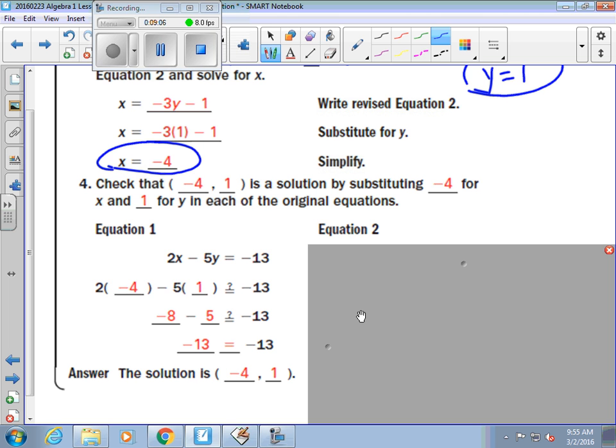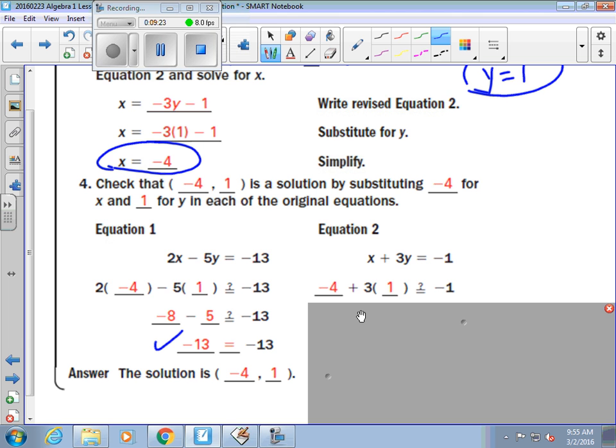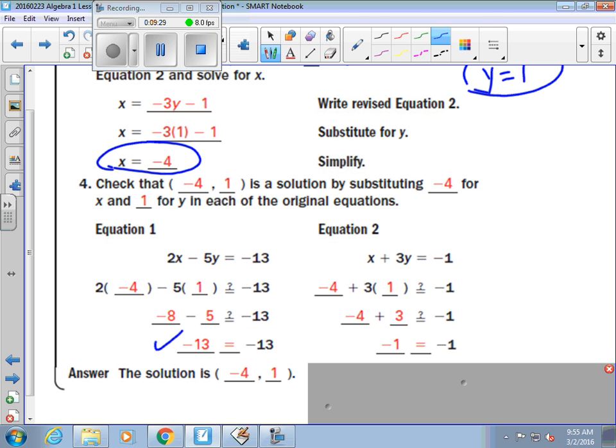2 times x, 2 times negative 4, minus 5 times 1. So negative 8 minus 5 is equal to negative 13. That one checks out. And the other one, sub in again negative 4, 1 in place of x. Negative 4 plus 3 times 1. Negative 4 plus 3 is negative 1. Negative 1 does equal negative 1. That one checks out as well. Therefore, the solution is negative 4, 1.